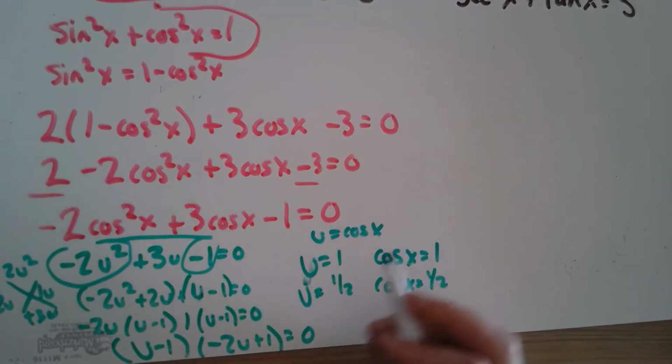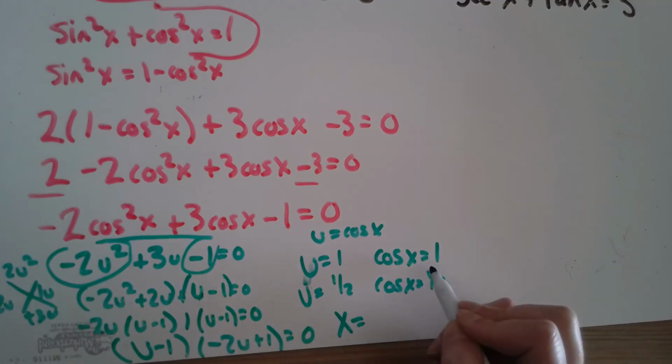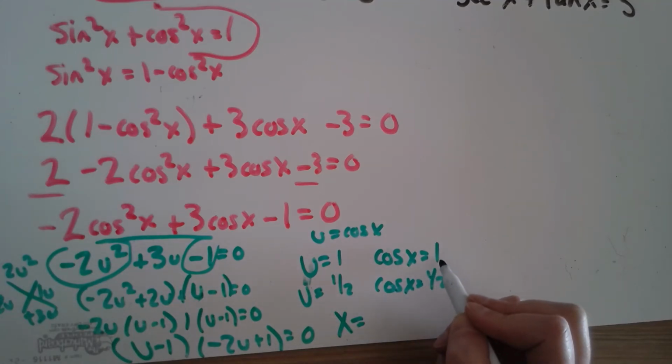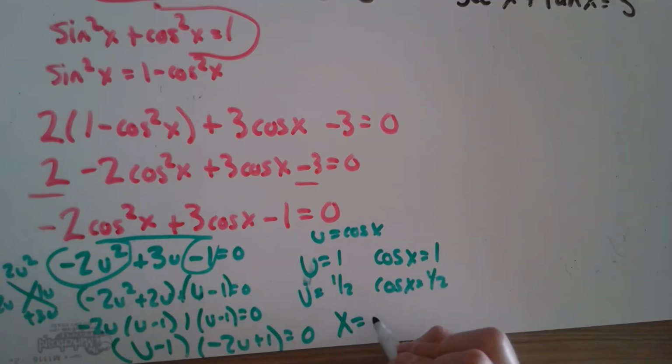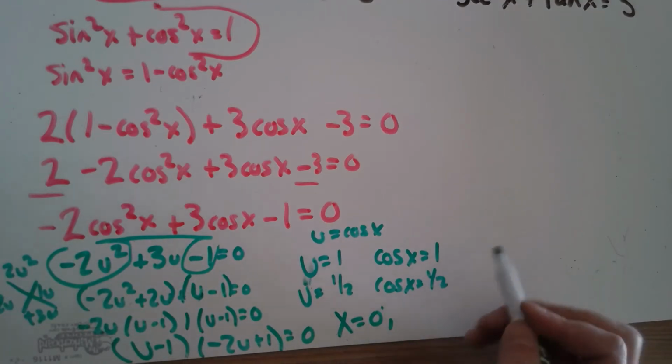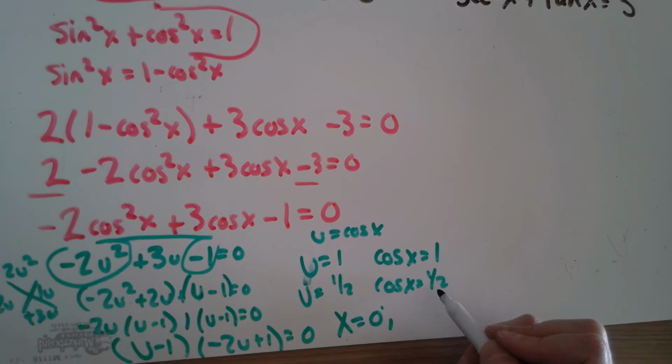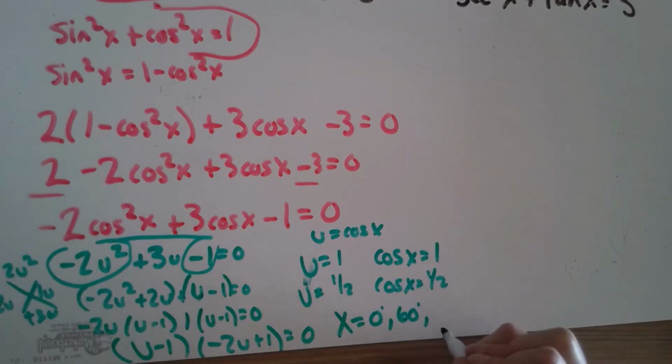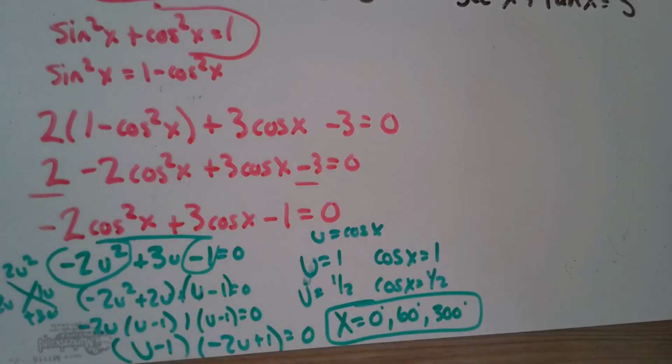Okay, looking at my unit circle, cosine equals 1 at 0 degrees, and cosine equals 1/2 at 60 degrees, and let's see, there should be one more positive, 300 degrees. So that would be that answer.